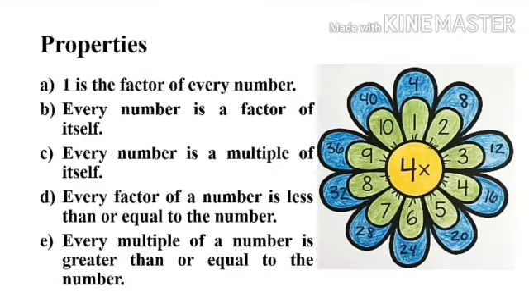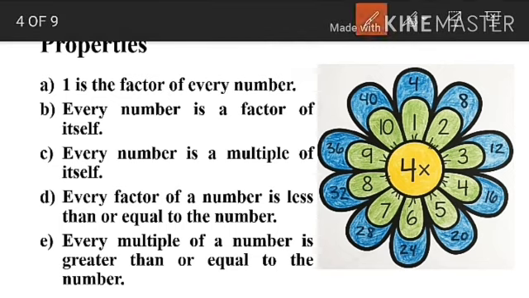Now let us study the properties. 1 is the factor of every number. Second one is every number is a factor of itself. Look here. When we are multiplying 4 into 1, we get 4. So we can say that 4 and 1 are the factors of 4.